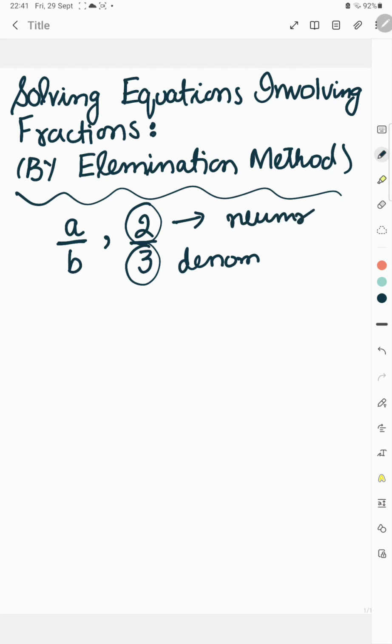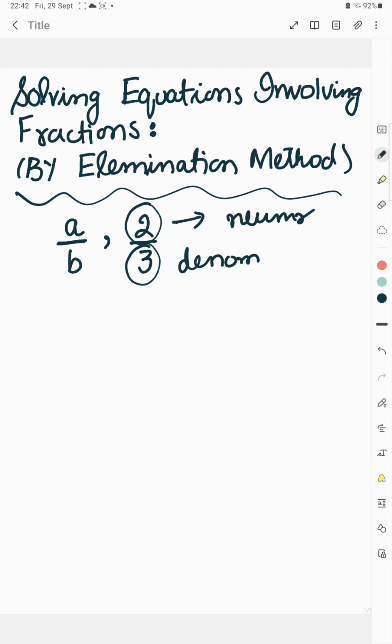Now we will solve the equations involving fractions by elimination method. So students, always remember, whenever we have to eliminate the fraction, we will always take the help of multiplication. So this point will be very useful in the example. So I will go further for the example.